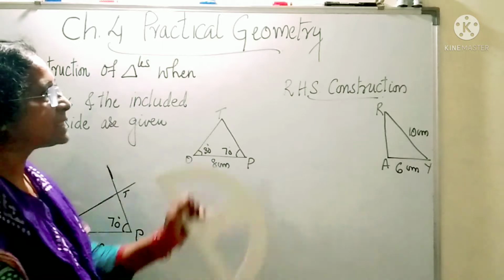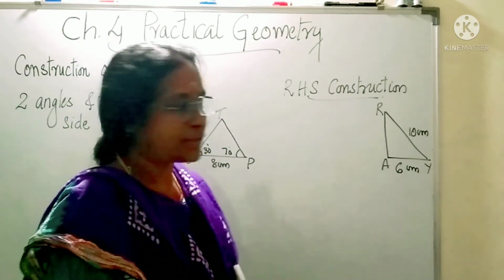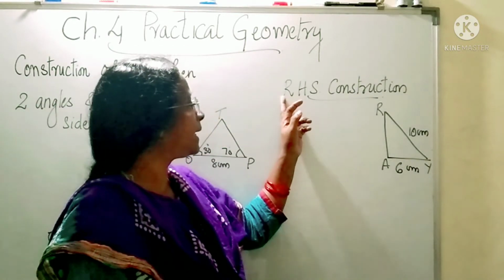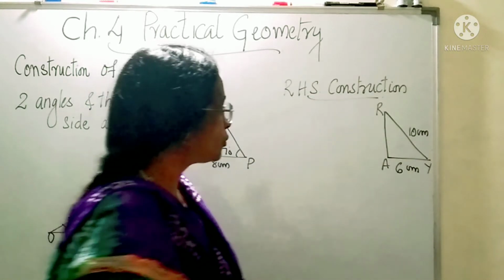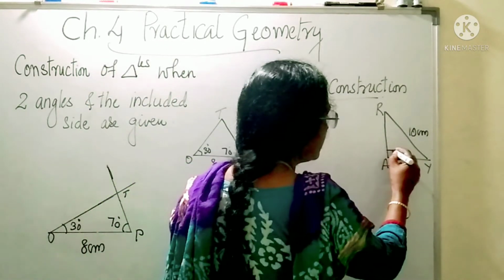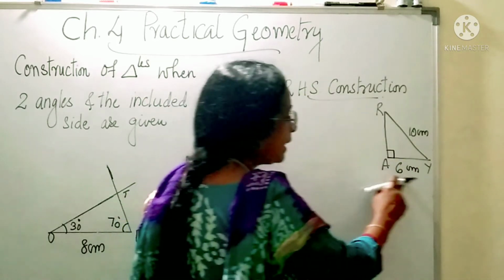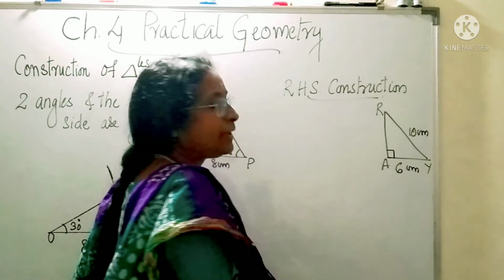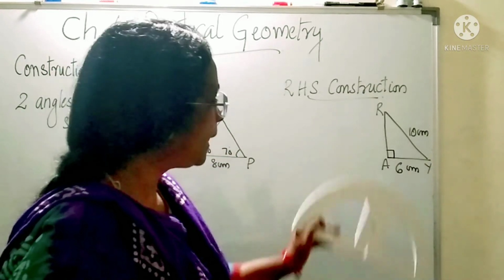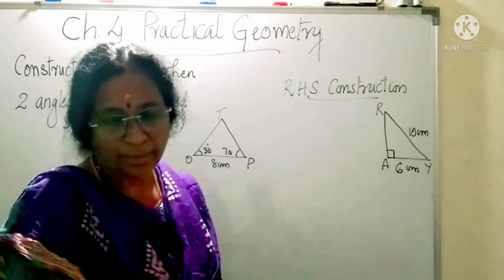Now the next one is according to the RHS condition. RHS condition means right angle, hypotenuse and side. So the figure shows that here it is a right angle. One side is given as 6 centimeter and the hypotenuse is given as 10 centimeter. The base is given as 6 centimeter.